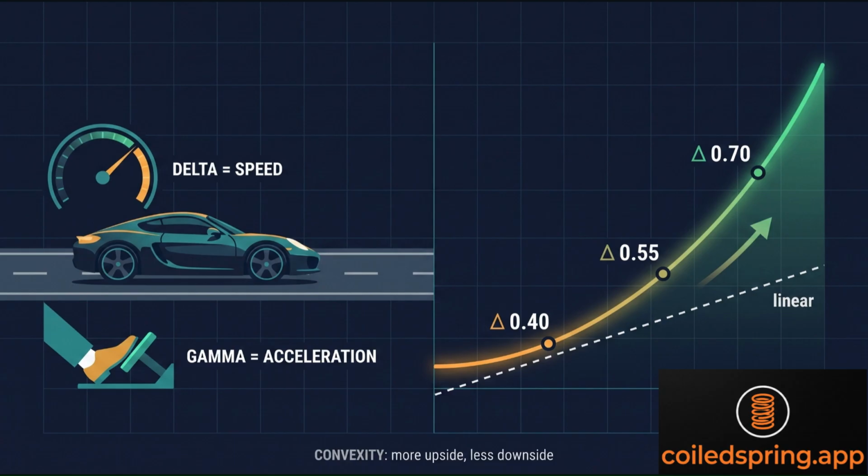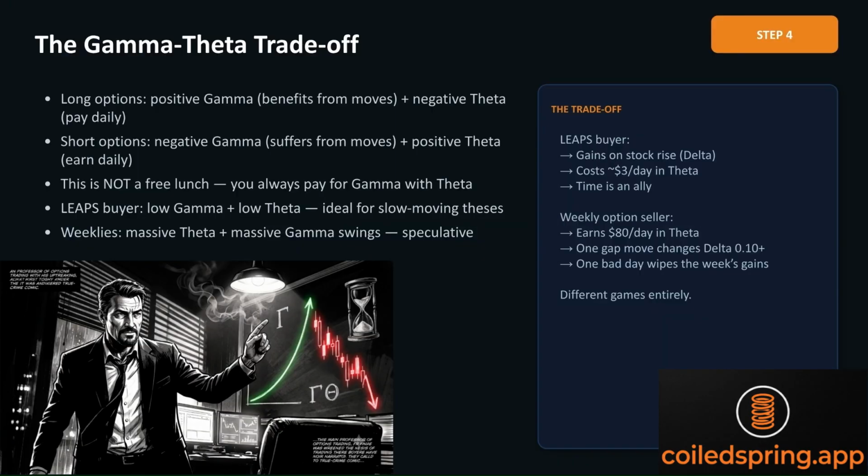For buyers, convexity is one of the most powerful structural advantages of owning options. You get more of the upside and less of the downside, not because the math is magic, but because gamma is reshaping your exposure dynamically as the market moves. Understand convexity and you understand why serious traders pay premium to own options rather than just stock.